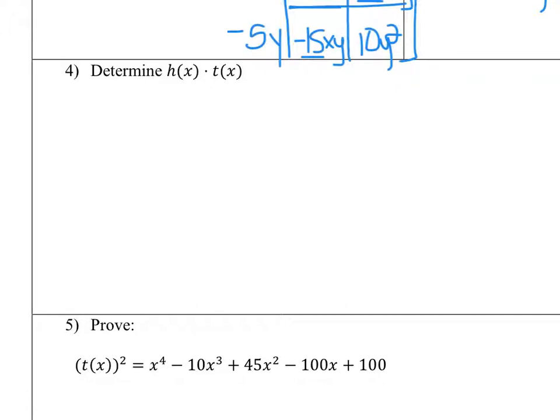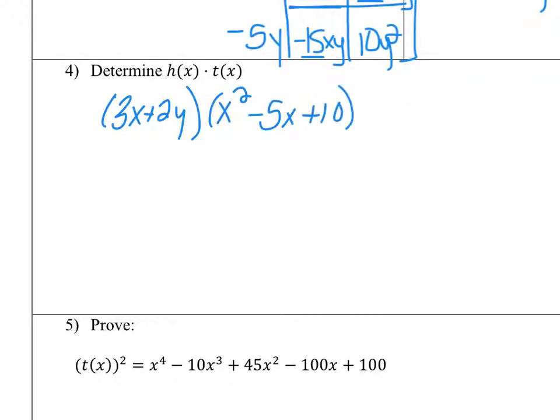So h of x and t of x. h of x is 3x plus 2y, and t of x is x squared minus 5x plus 10. So we're going to multiply these two together. I'm going to give you a minute to figure it out, and then come back and see how we did.